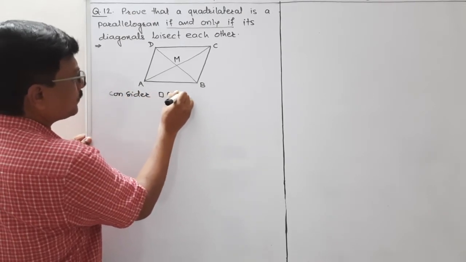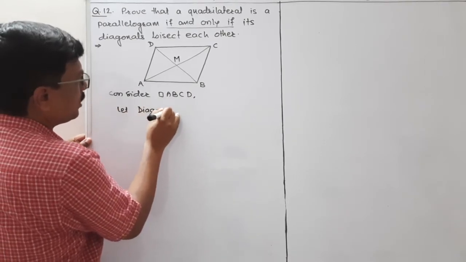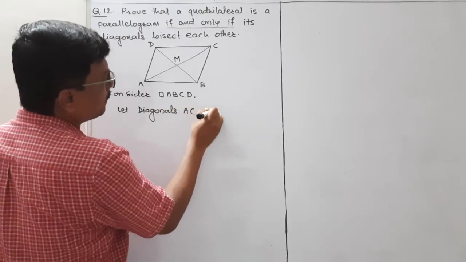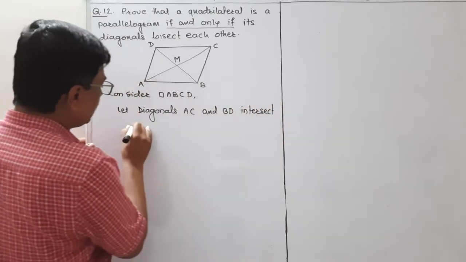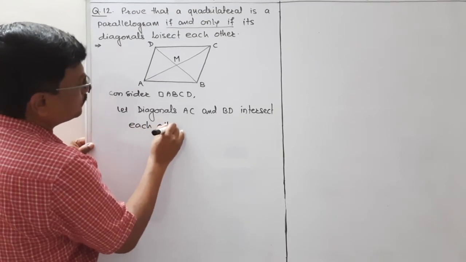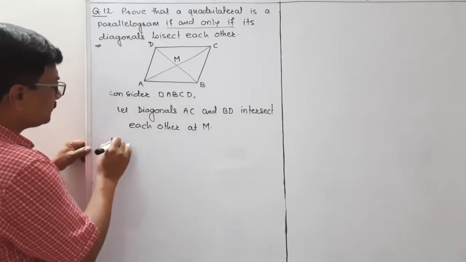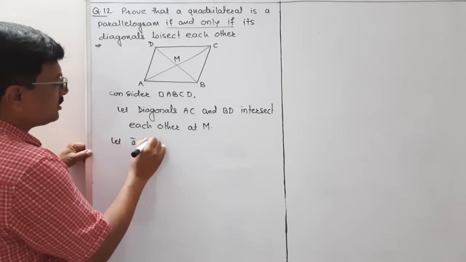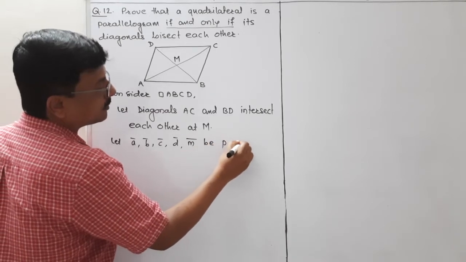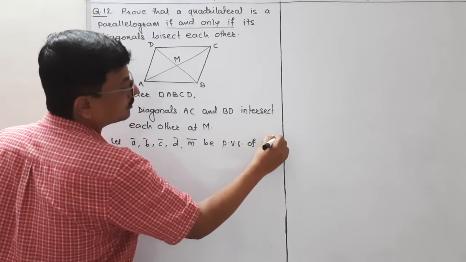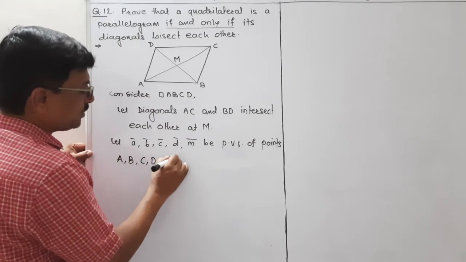Consider quadrilateral ABCD. Let diagonals AC and BD intersect each other at point M. Let A vector, B vector, C vector, D vector and M vector be position vectors of points A, B, C, D and M respectively.